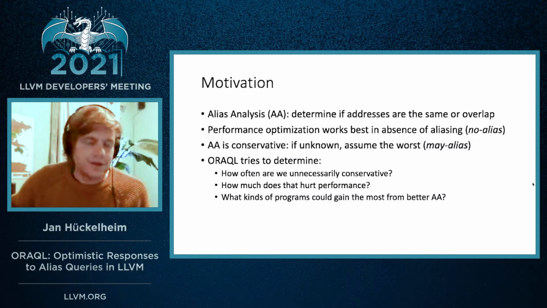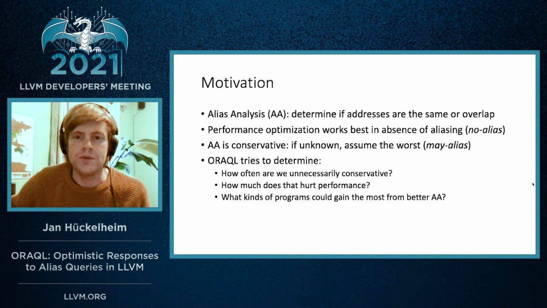Like most analysis passes in compilers, alias analysis has to be conservative. We have to ensure correctness, and since we can't always statically ensure that two memory addresses do not point to the same location, we sometimes have to assume the worst, which is may alias, so we do not know whether two addresses are the same or not.